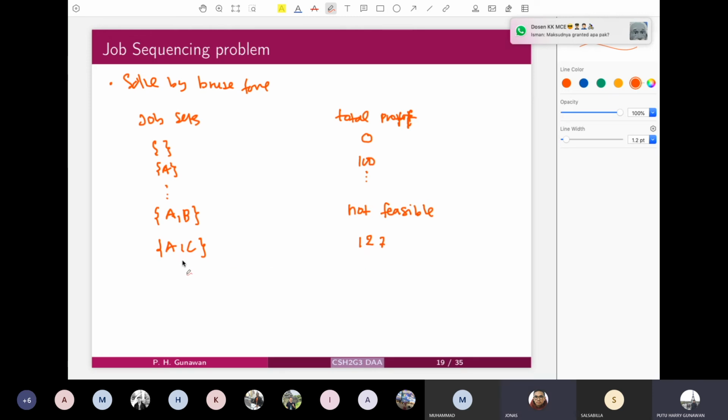And finally, you will find that the optimal solution is A, C, and E, or it could be C, A, and E, which gives a profit of 142. It is the optimal solution.